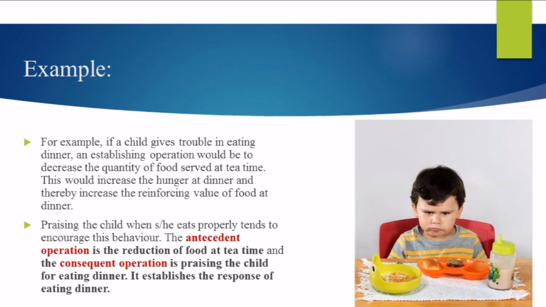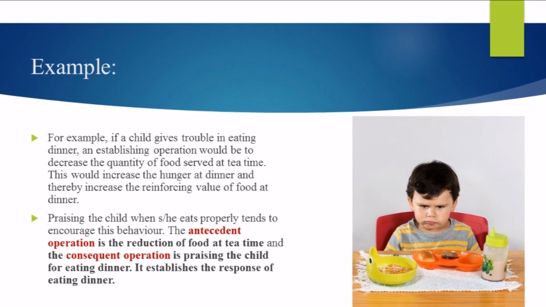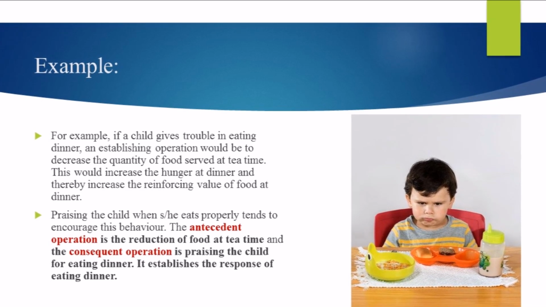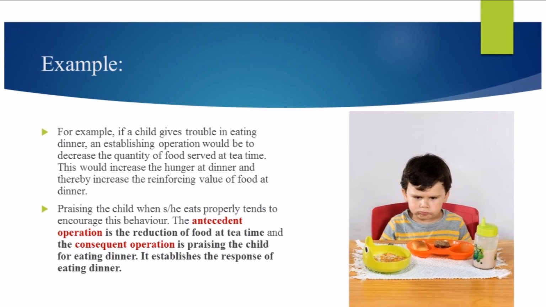Example of eating behavior. For example, if a child has trouble eating dinner, an antecedent operation could be reducing the amount of food at tea time to increase the child's hunger at dinner. Praising the child when they eat properly would be the consequent operation, reinforcing the desired behavior.